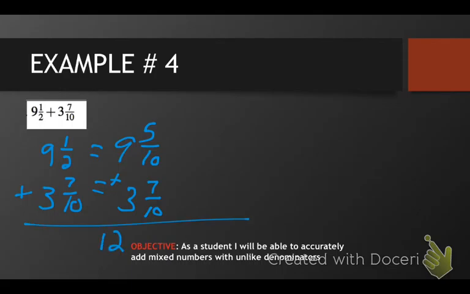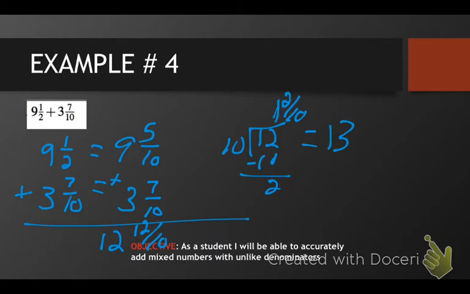That's going to give us 12 and 12/10. What's wrong with that? Well, 12/10 is, once again, improper. So how do we fix it? Well, 12 divided by 10 gives us 1. Subtract the 10, which is 2 left over. That gives us 1 and 2/10. But we need to add that to the 12, so 1 plus 12 is 13 and 2/10.